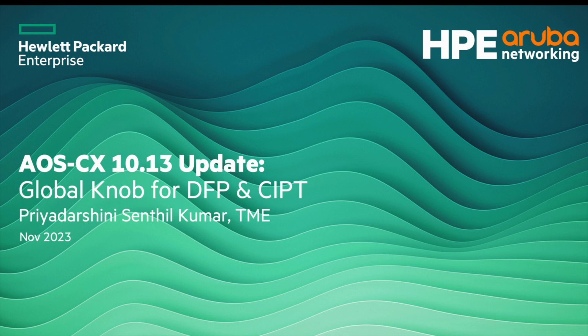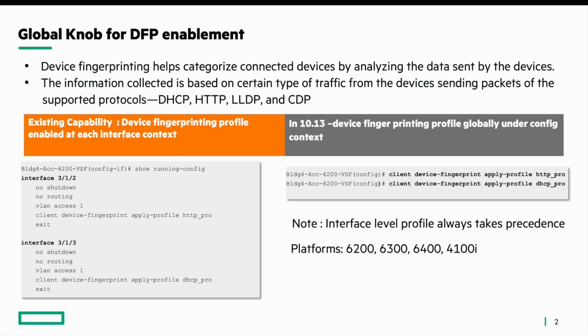In today's session, we'll talk about global knob for DFP, that is device fingerprinting, and CIPT, Client IP Tracker. Let's jump into the session. So, global knob for DFP enablement.